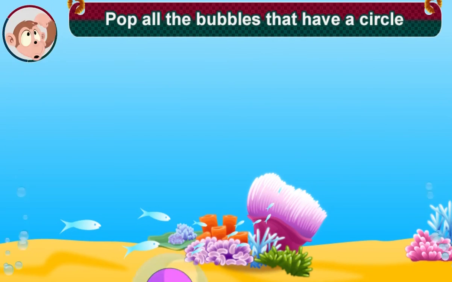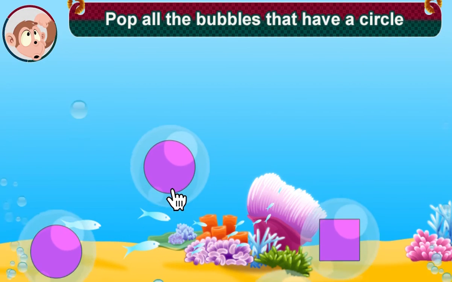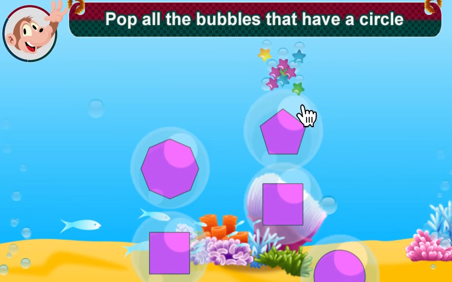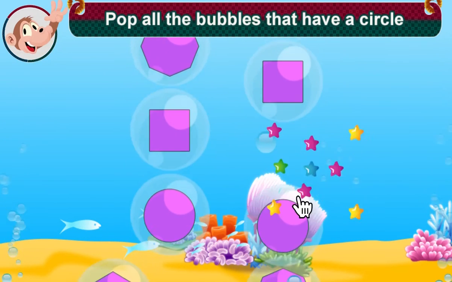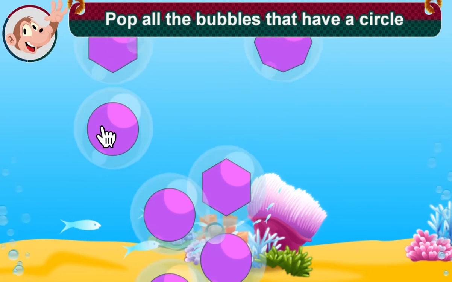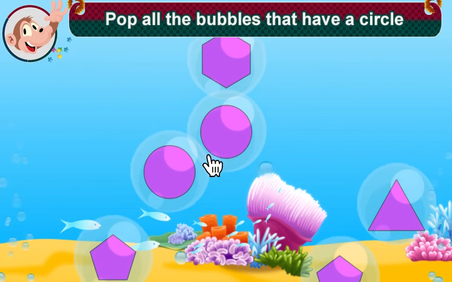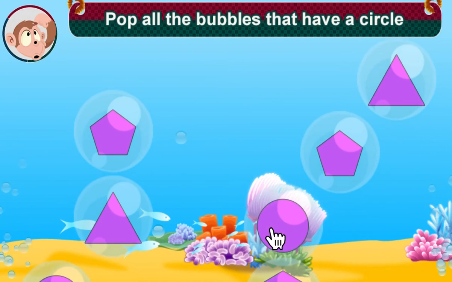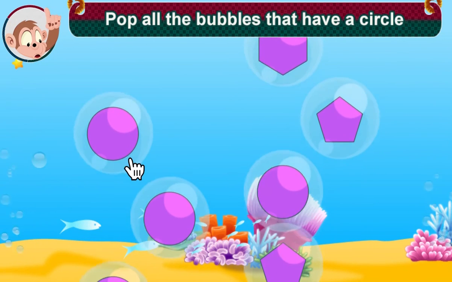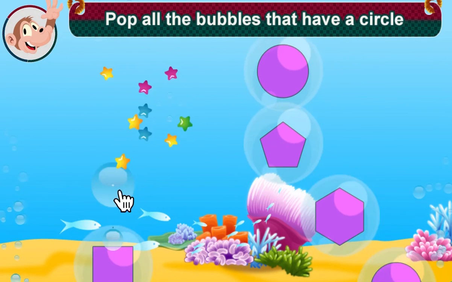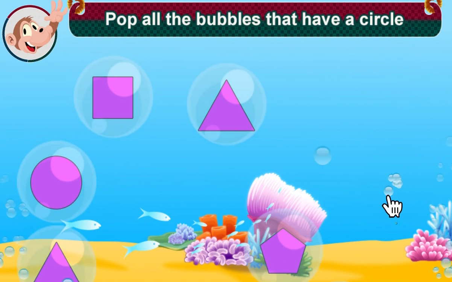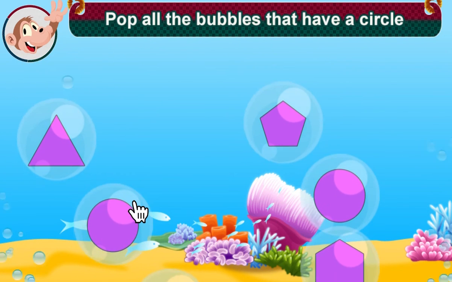Pop all the bubbles that have a circle. Circle. Circle. Circle. Pentagon. Circle, circle, circle.